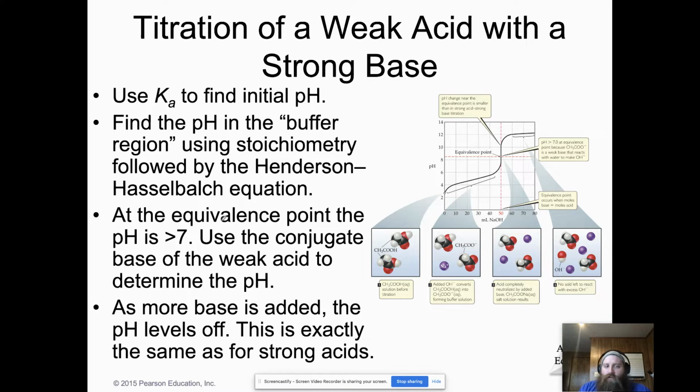The Henderson-Hasselbalch equation will tell us where our pH is going to be in the buffer region. In this case, we have an equivalence point where the pH is above 7, and so we can use the conjugate base of the weak acid to determine exactly what that pH would be. In this case, it says we're using acetate, so we must be using acetic acid. So we can use acetate to figure that out. Again, once you pass the equivalence point, you have a short region of rapid change followed by a nice slow tailing off. All right, there we go.